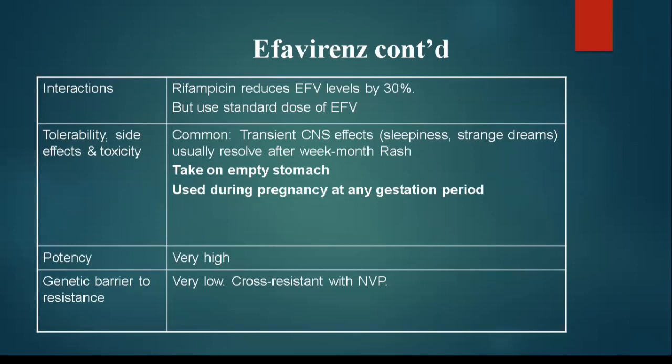Therefore, rifampicin reduces equivalence levels by 30%, but use standardized dose for equivalence. So we are saying for those who have been using the TB drugs for 10 to 15 years, we have to give 600 milligrams per day, which is OD.